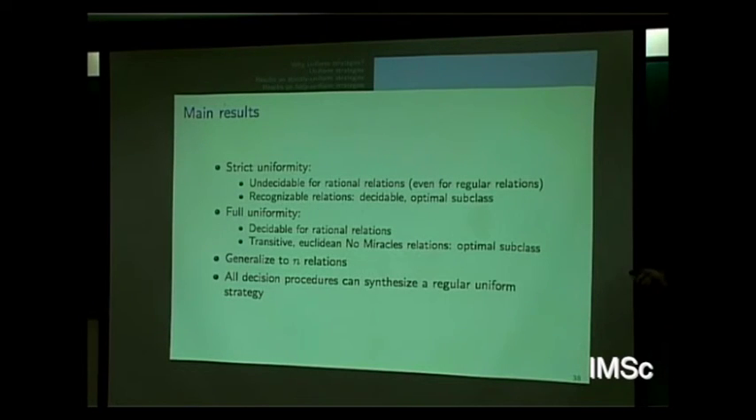We can generalize to n relations quite easily, and all the decision procedures we have, they can synthesize regular uniform strategy whenever there is one. Because we use automata techniques, and it's classic that you can synthesize a regular tree in the language when it's not empty.